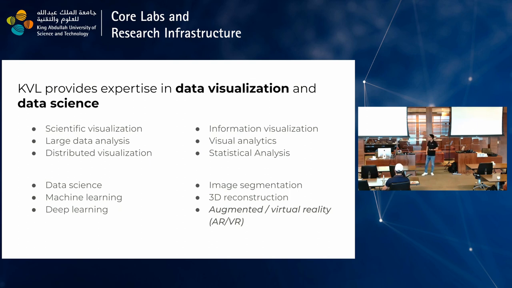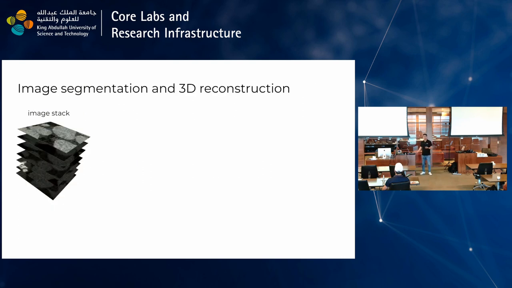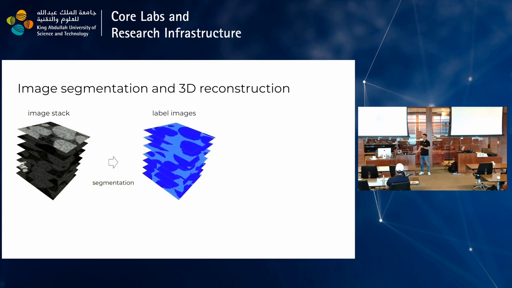Our focus today is the AR/VR part, but I just wanted to give you a quick overview of the image segmentation and 3D reconstruction, because you might need it to convert your data into something 3D that you can visualize in AR/VR. A common pipeline that we work with is this: you have an image stack that you get from microscopes or other imaging devices here in Chaos, CT, X-ray, and you want to perform segmentation, which is basically separating the different materials inside the data, like in this example, separating the sand particles from the air pockets.